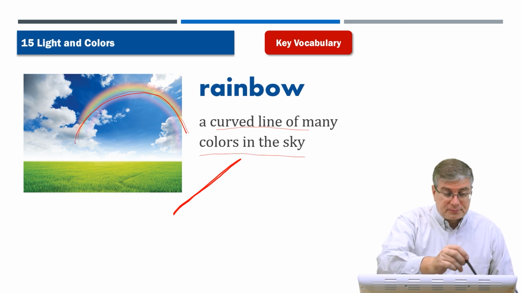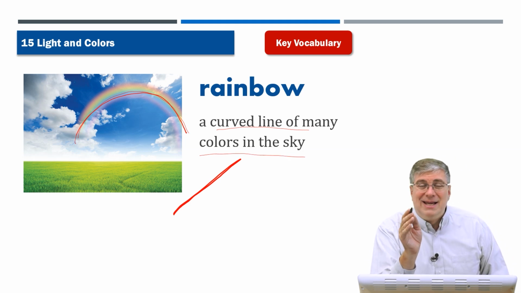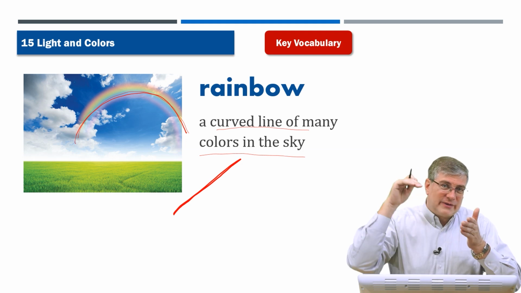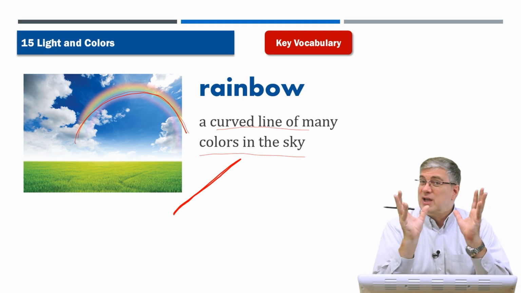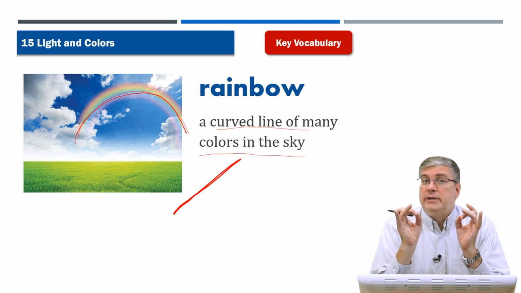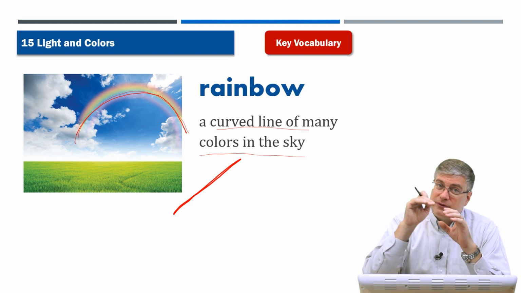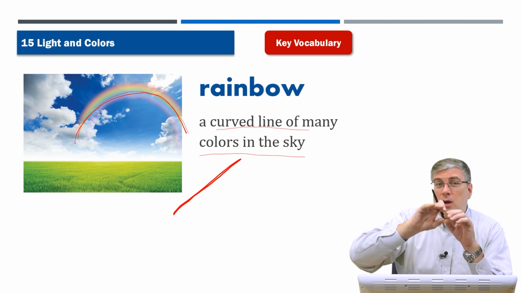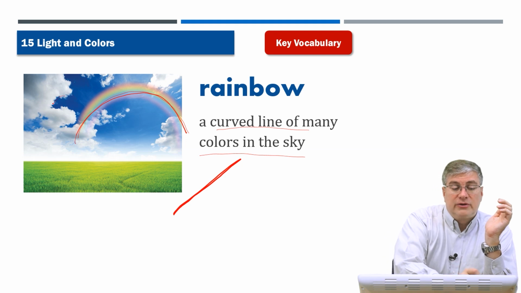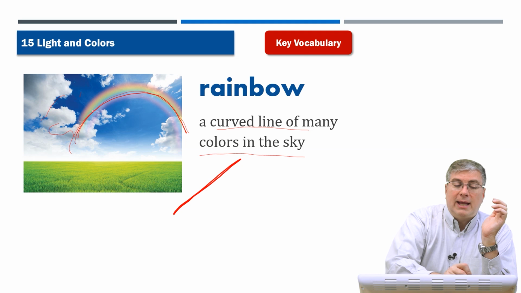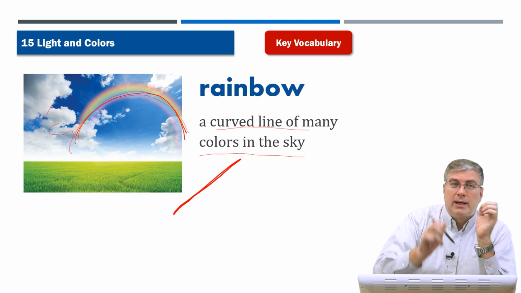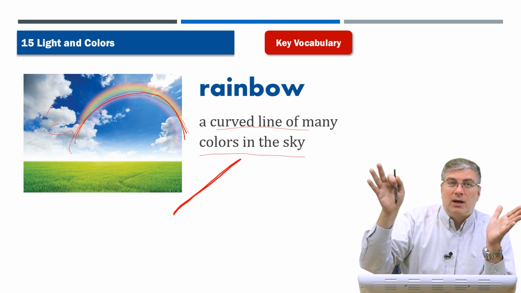What's going on? Well, remember we talked about glass. Glass is a prism. If the sunlight passes through it, it splits the light up into many different colors. But it's not just glass. Water does the same thing. If sunlight passes through water in a certain way, it will also split the light. So after it's rained, there might be a lot of moisture in the air. The sunlight is passing through that moisture and it creates a rainbow because the sunlight is split into different colors.